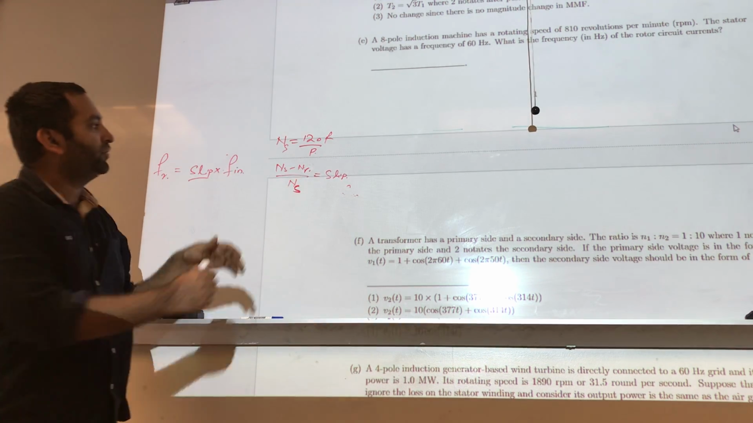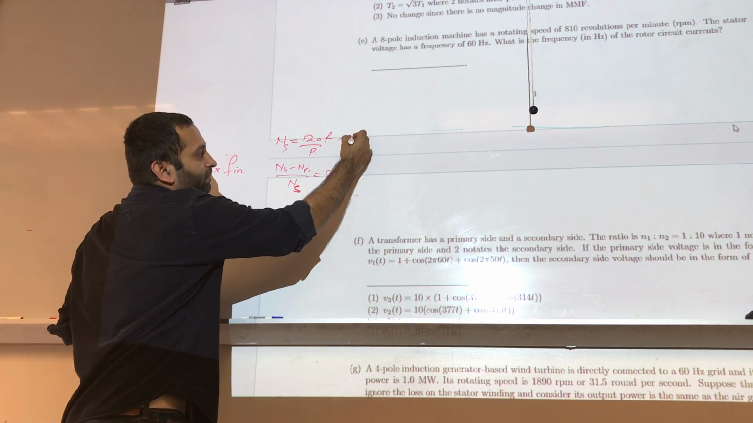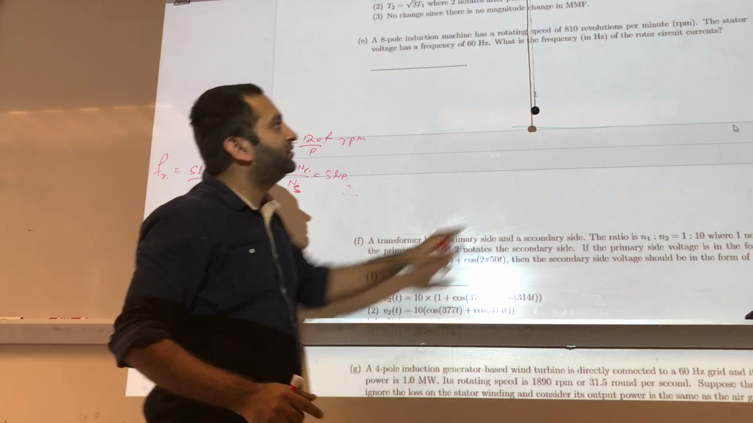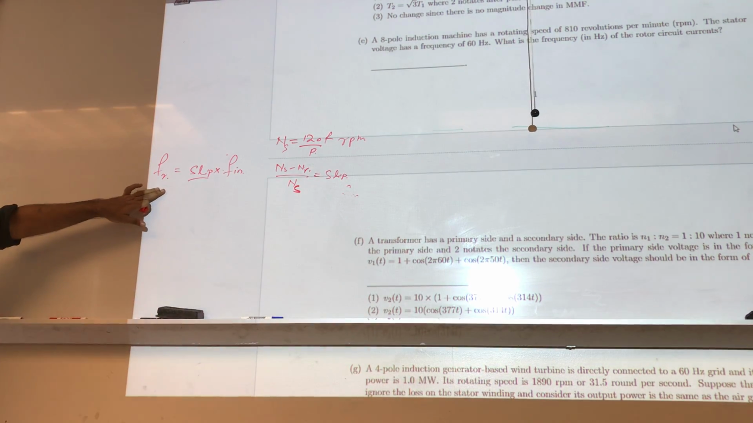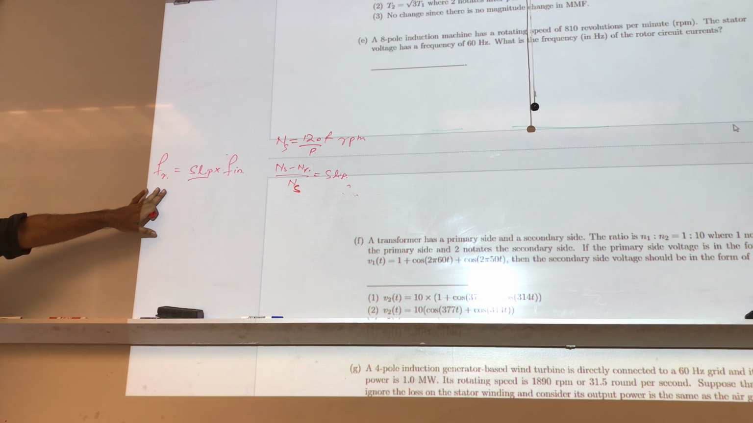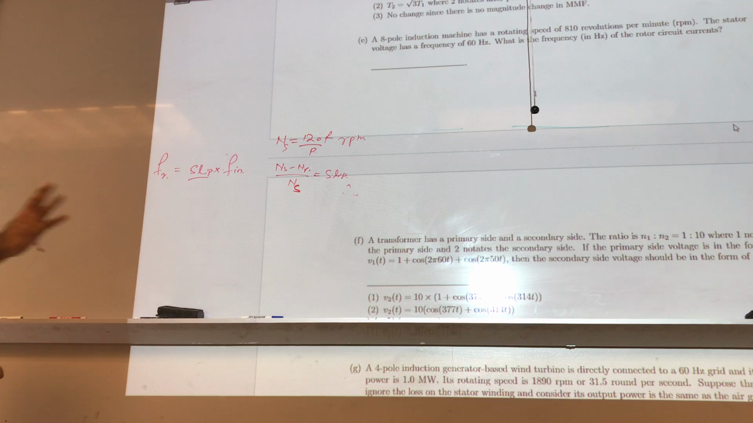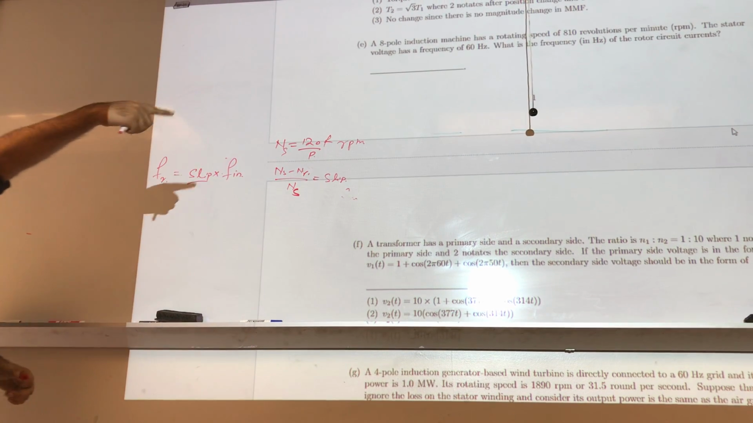This 900 that you found here is in RPM. Even this is in RPM. Yes, but the frequency you have to find in hertz. So is it 6 hertz? You see, it is 6 hertz. So you have to always remember that the speed is always in RPM.